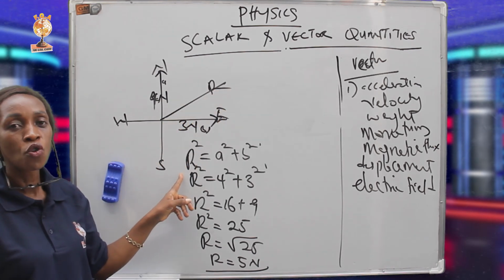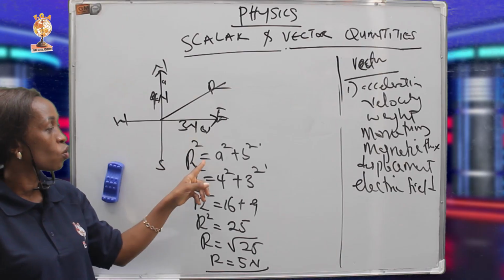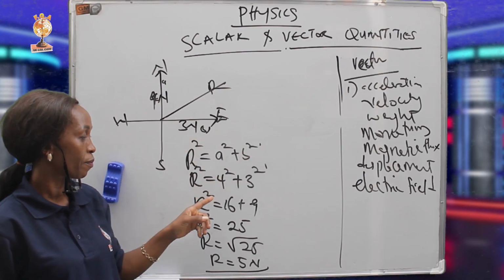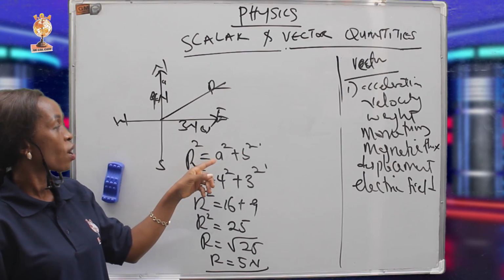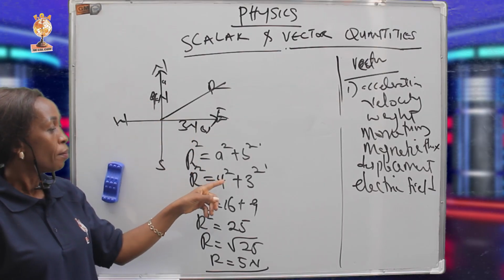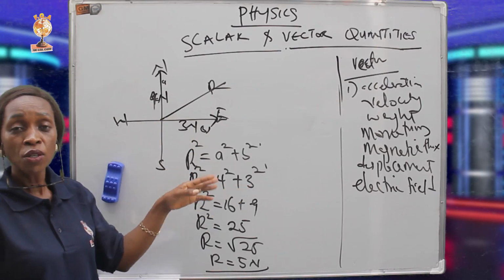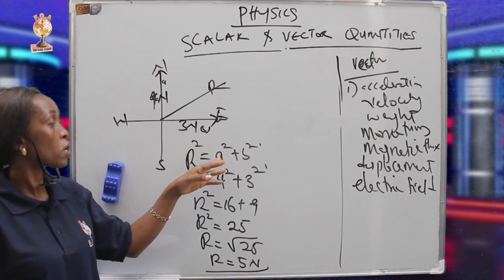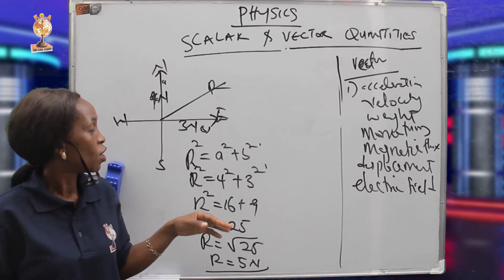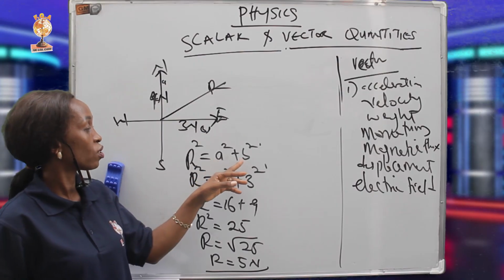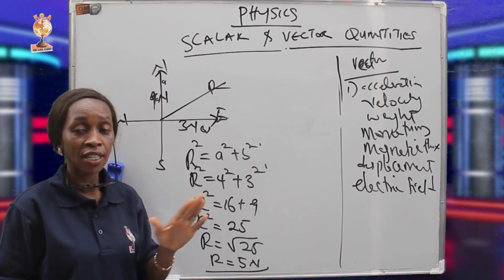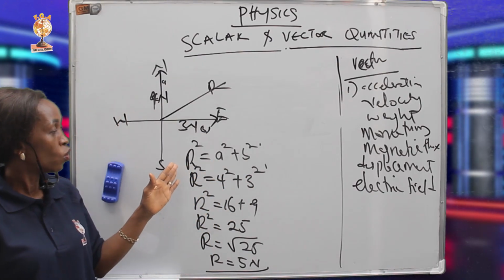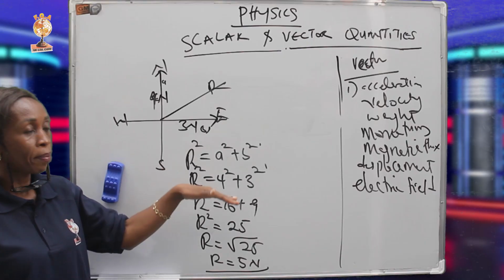I use the Pythagorean theorem, which is r squared is equal to a squared plus b squared. Here a represents 4 and b represents 3. You can use any alphabet. You can use r squared is equal to s squared plus y squared, or r squared is equal to p squared plus q squared. The letters are not the issue. Just know what you are doing and then apply it.